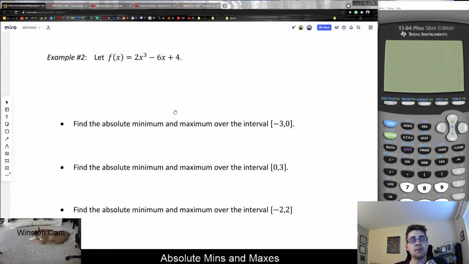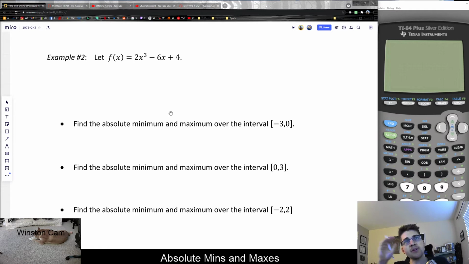So let's use the minimum maximum principle number 1. Let's test it out and try an example. This one says, let f of x be equal to the function 2x cubed minus 6x plus 4. And it says find the absolute min and max on a particular interval.